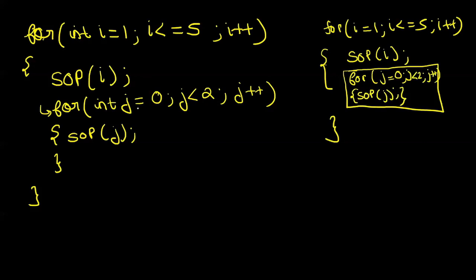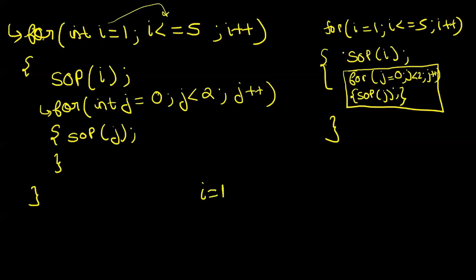So guys, how does this loop actually work? What is the flow of execution of this program? First of all, you come to this loop. What will be the value of I? I gets initialized with the value 1, so the value of I will be 1. You check the condition: 1 is less than equal to 5. So you enter inside this loop.